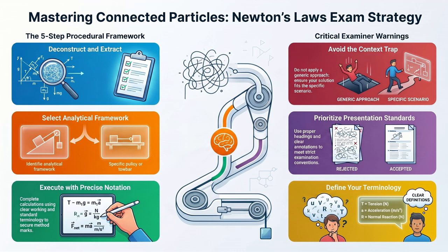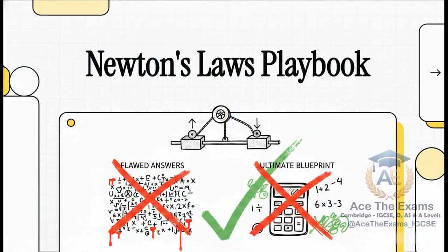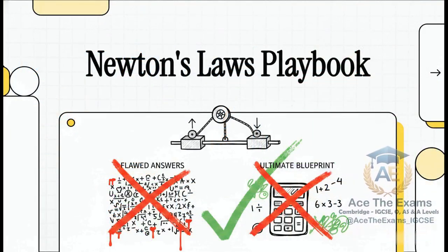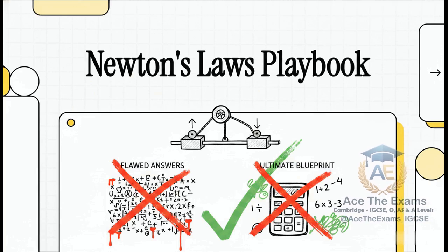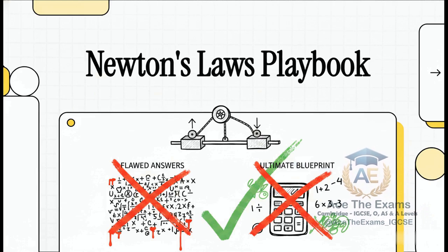Welcome to this explainer, where we are going to decode exactly what Cambridge examiners are looking for in mathematics syllabus 9709, specifically targeting topic 4.4. We're talking about Newton's laws applied to connected particles, pulleys, and towbars. I'm your host, and today we are looking at the ultimate Cambridge exam strategy.